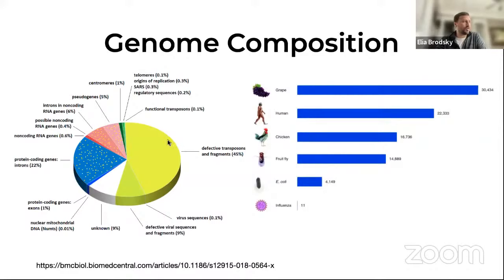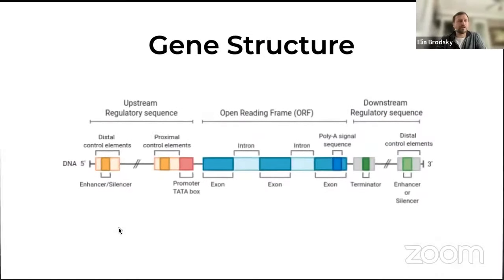So here you can see what types of genes we actually have, and you can see that 9%, so almost 10% of genes, we don't even know what they are. But how do we know that a gene is a gene?